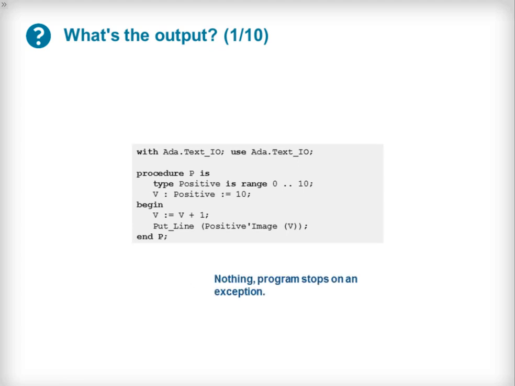The answer to this question is nothing will be printed out. This is due to the program flow being interrupted by an occurrence of the constraint error exception caused by attempting to increase v beyond its permitted range. At initialization, it was already set to the last permitted value in the range, and incrementing it within the procedure body is an error.